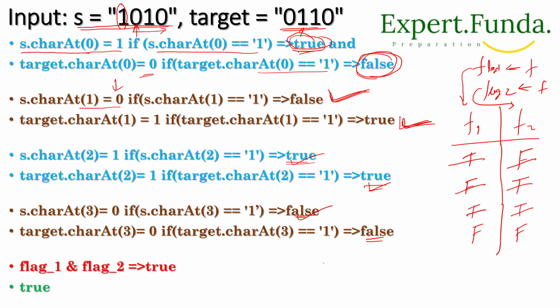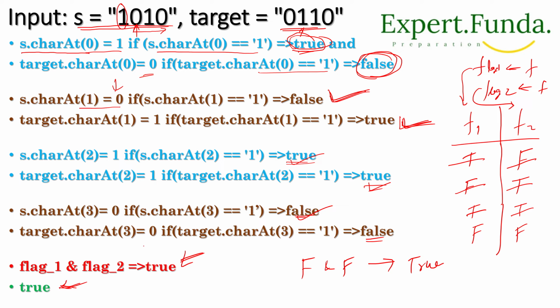So if we do F and F, false and false, then we will get true, correct? So you can see that we got true, and that's why we will return true here, because if we apply a single one only, then we will get this one, correct? So I think you have understood this question.